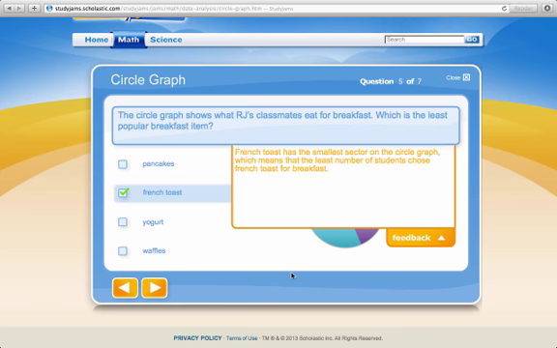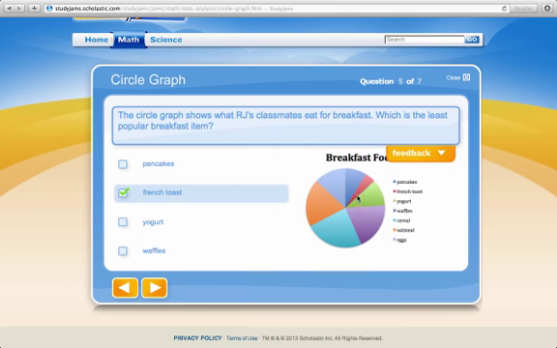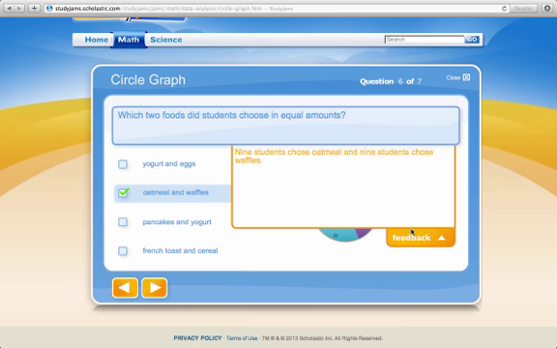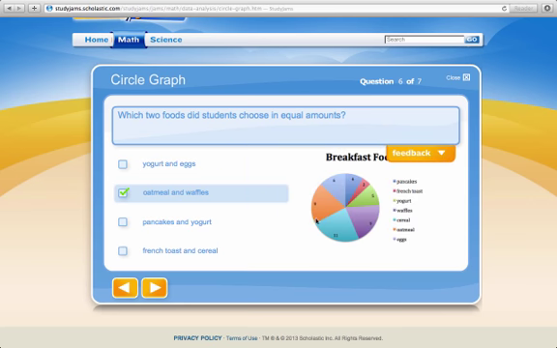French toast has the smallest sector on the circle graph, which means the least number of students chose French toast for breakfast. The red. Nine students chose oatmeal and 9 students chose waffles. Oatmeal is the orange. Waffles is the purple.